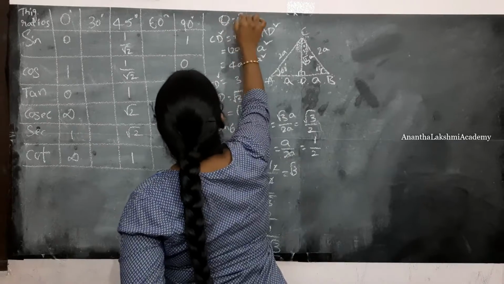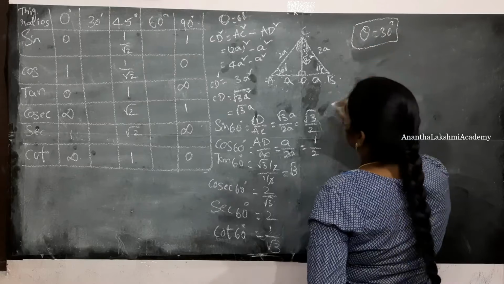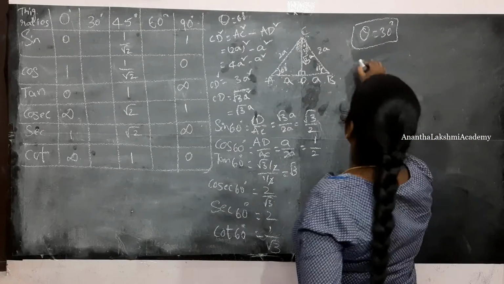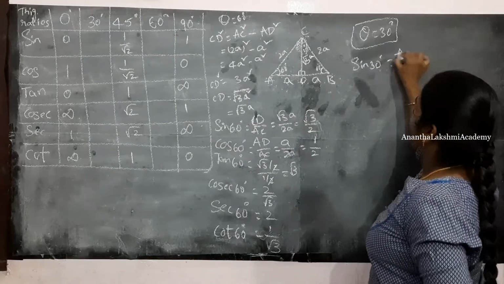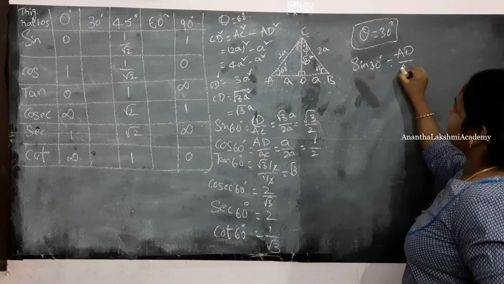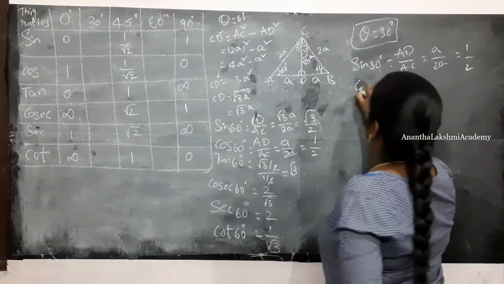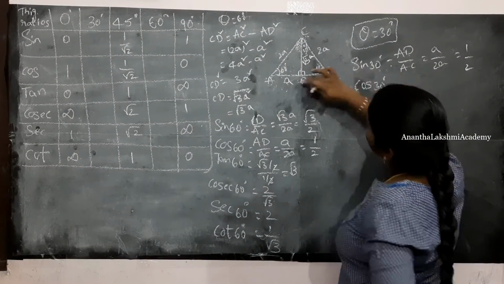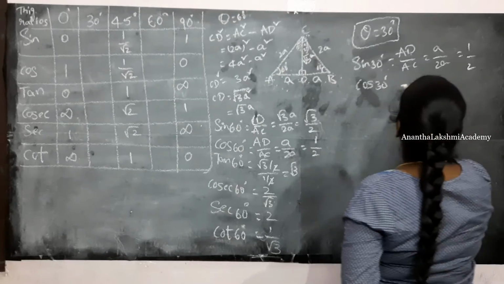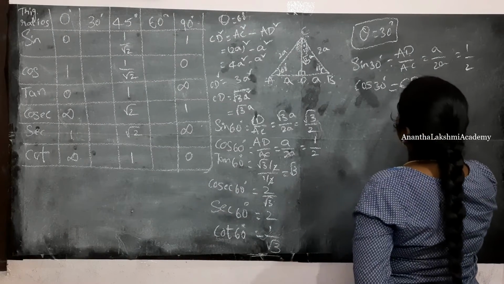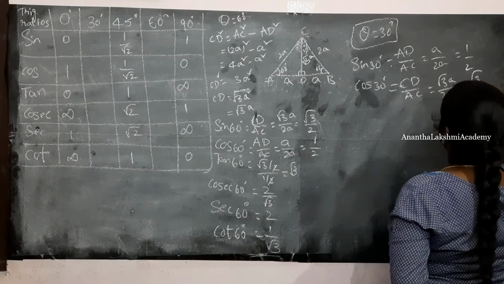So let's write it down. Here we have solved for theta is equal to 60 degrees. Now we are solving for theta is equal to 30 degrees. So sine 30, from here we are looking at it. Sine 30 is nothing but the opposite side, which is AD by hypotenuse AC, a by 2a, which is nothing but 1 by 2. Alright, cos 30 is adjacent by hypotenuse, which is nothing but CD by AC. CD is nothing but root 3a by 2a. Now this becomes root 3 by 2.